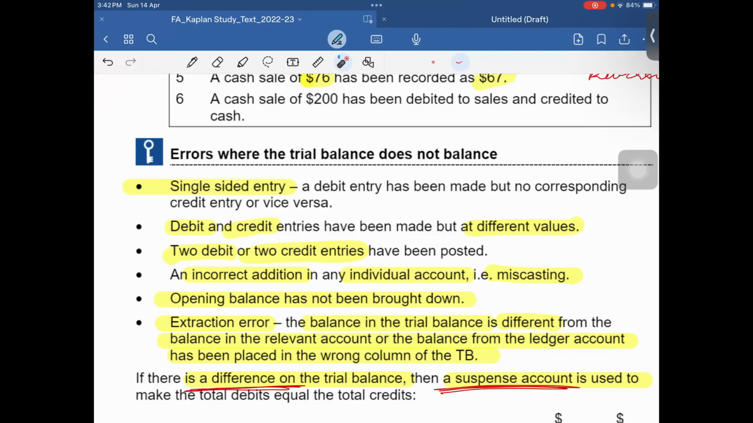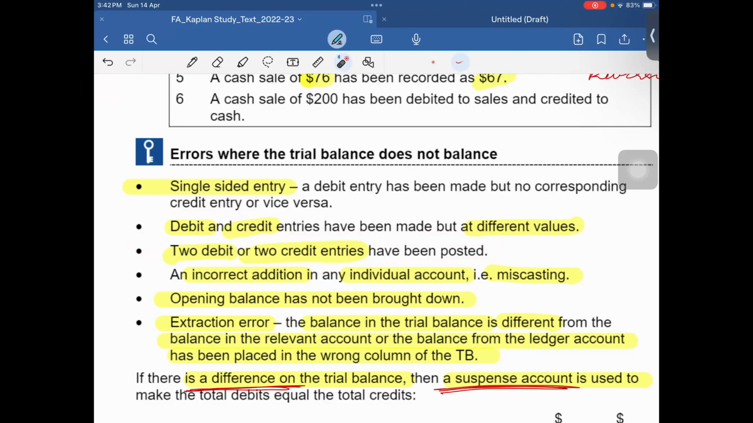Now, the next case is when debit and credit entries have been made but at different values. So we have taken debit entries and credit entries as well, but we have taken a different value over the debit side and a different value over the credit side. That means these two values are not the same. The third one is two debit or two credit entries have been posted. So we may have incorrectly recorded something two times on one side.